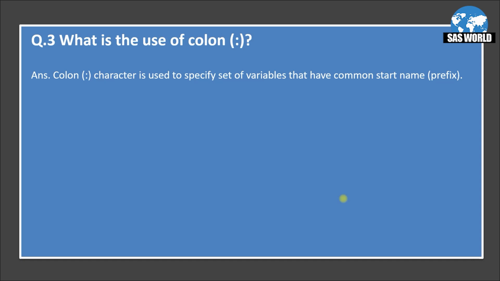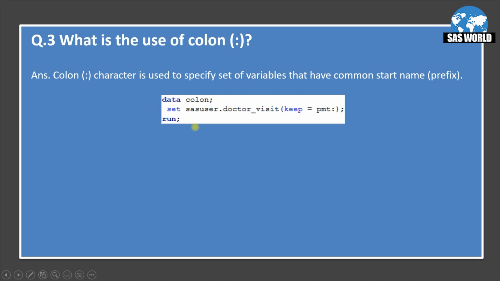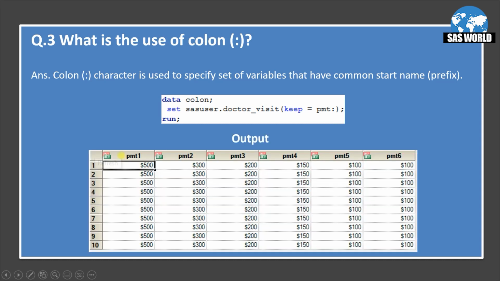Let's see the example. So we are creating data colon and we are copying again SAS user.doctor visit data set, and we are using keep statement, and we are saying that we want all the variables that start with pmt. So it will print all the variables where the starting three characters are pmt. Let's see the output. So the output data set is having variables pmt1, pmt2, pmt3, pmt4, pmt5, and pmt6.